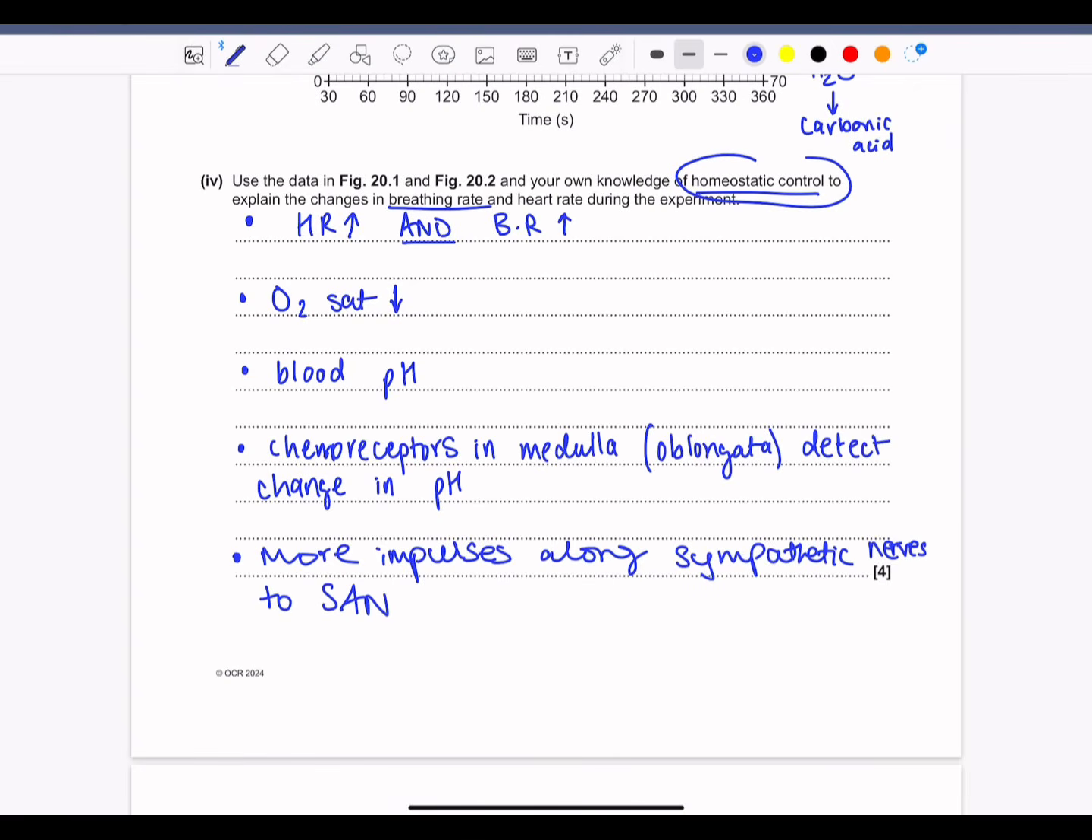Now this is way too many points for 4 marks, so summarize it as you will, but each bullet point over here is worth 1 mark.